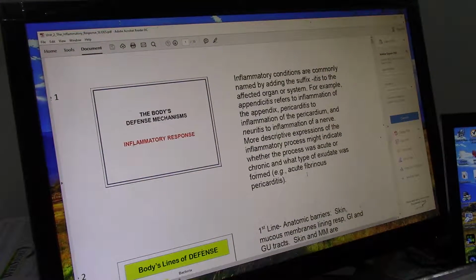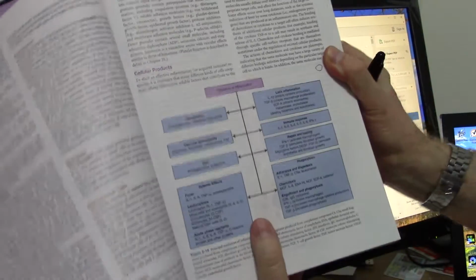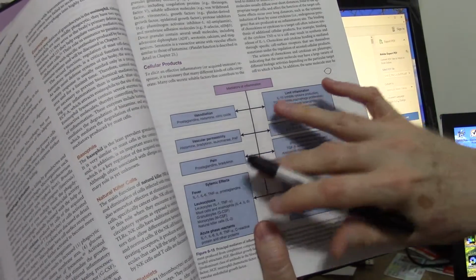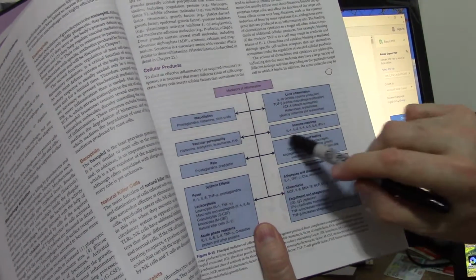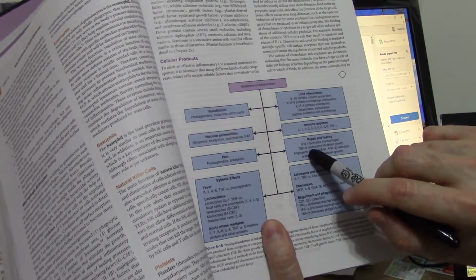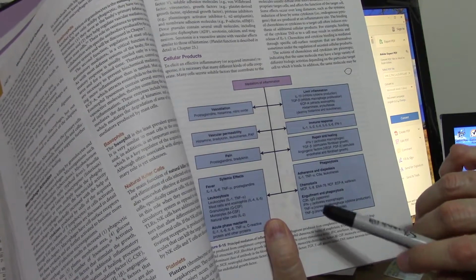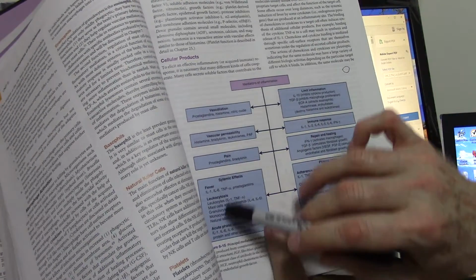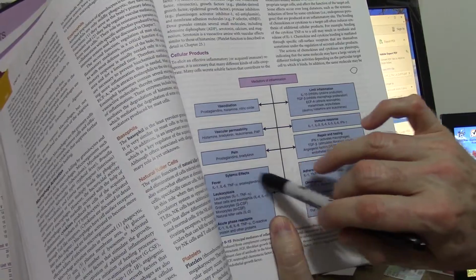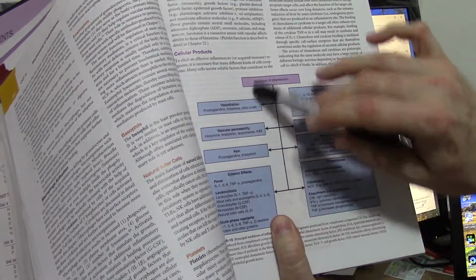And of course you want to read through everything involved here, but you know those are some of the high points that I'd like you to take a look at. Here this talks about mediators of inflammation. Now mediators are simply compounds like the interleukins, like the tumor necrosis factor, like the prostaglandins, the histamine, the bradykinin, and so on and so forth.